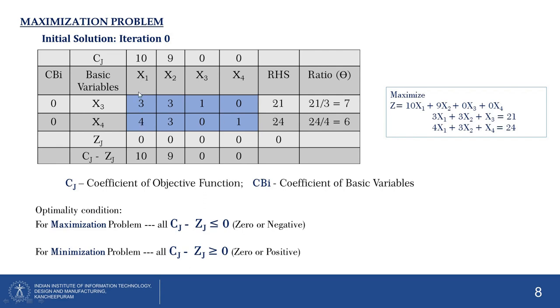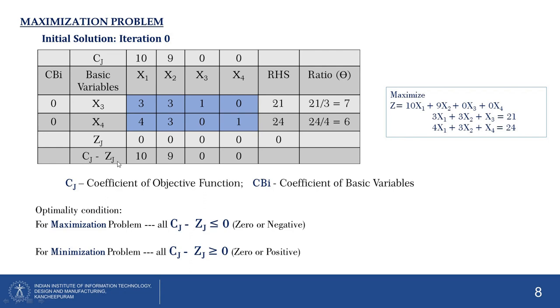Now we have to find the Zj value. Zj is nothing but the dot product of Cbi and this x1. So 0 into 3 plus 0 into 4, put it here. Right here the value is a dot product, 0 into 3 plus 0 into 4, 0. Again here 0 into 3 plus 0 into 3, 0. Here 0 into 1 plus 0 into 0, 0. Here 0 into 0 plus 0 into 1, 0. And for the RHS, 0 into 21 plus 0 into 24, 0.